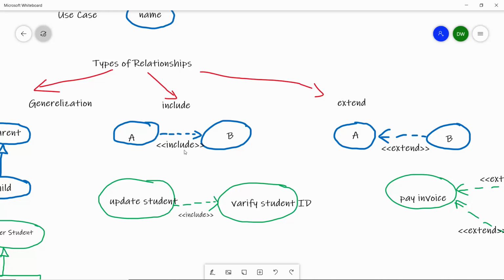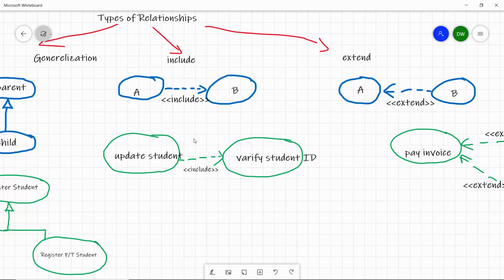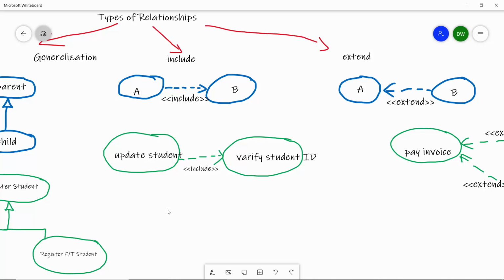And here I have taken an example which is update student and verify student ID. So the meaning of this is when you want to do the activity update student, there is another function to be fulfilled, that is verify student ID. So without verifying the student ID, you cannot complete update student part, right? So that is the purpose behind this.